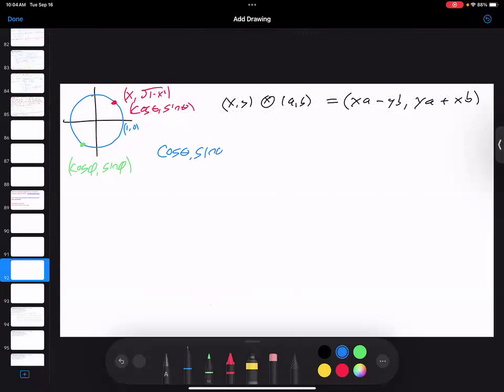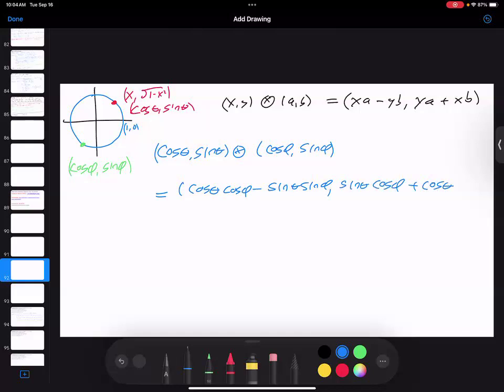So now if I give you cosine theta, sine theta times cosine phi, sine phi, my rule says the first component is cosine theta cosine phi minus sine theta sine phi. And the second component is going to be sine theta cosine phi plus cosine theta sine phi. Now it's a great opportunity to ask, what do you remember from earlier math classes? Does this look familiar to you?